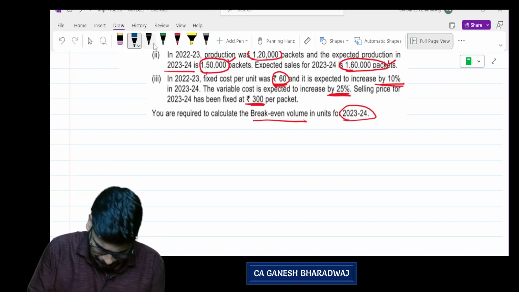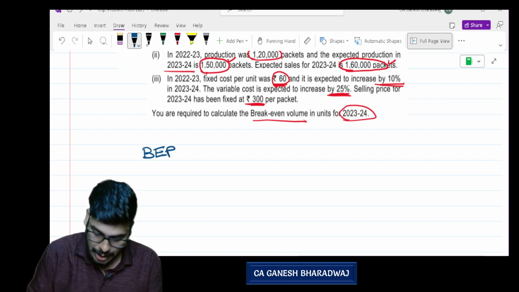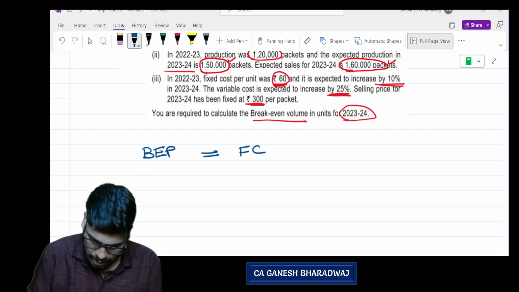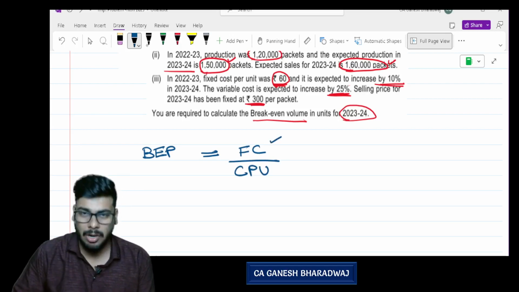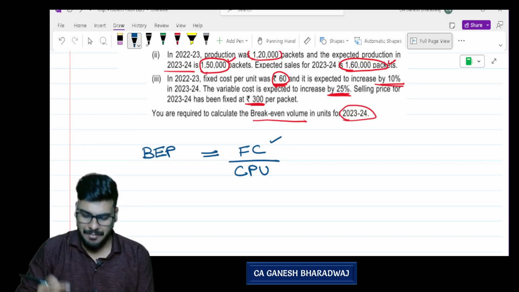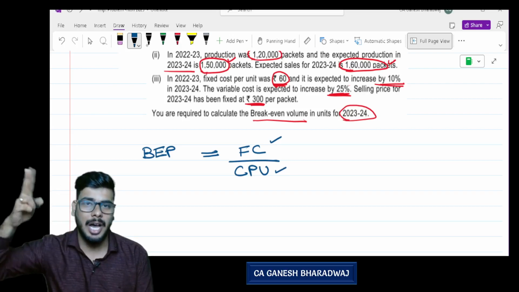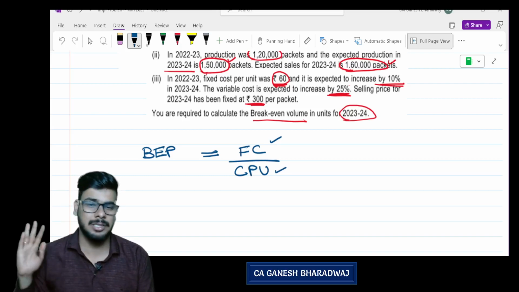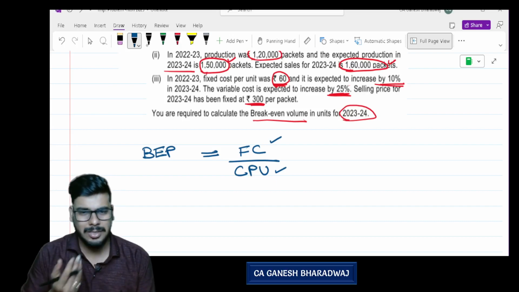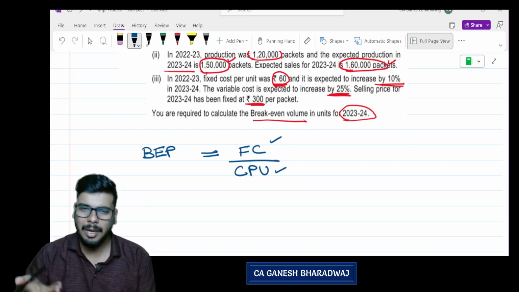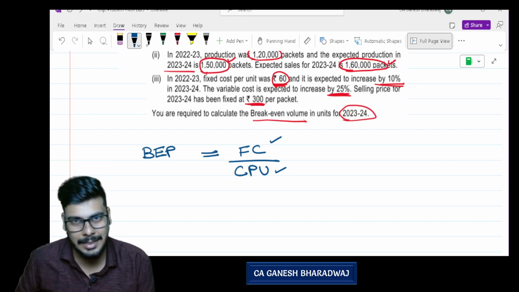Or in other words, break-even point in units, if you want to calculate, what is the formula? Fixed cost divided by contribution per unit. Fixed cost is the amount that I need to recover, and every unit generates a contribution of so and so rupees. So how many units should I sell to recover my entire fixed cost? This is the logic for the formula that we have already seen. Now, sir, this is all it is. So take the formula, put it, what is the problem here? Now, it is not as simple as it sounds to be.